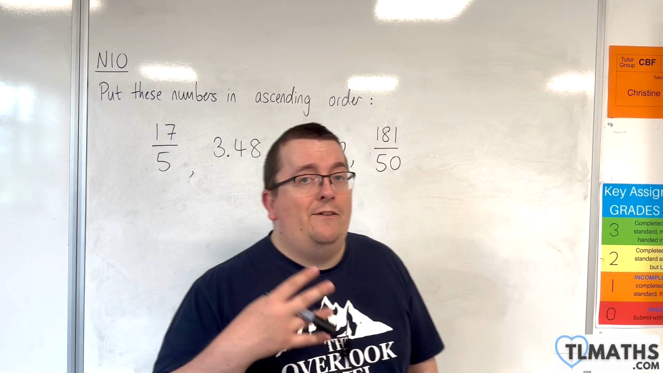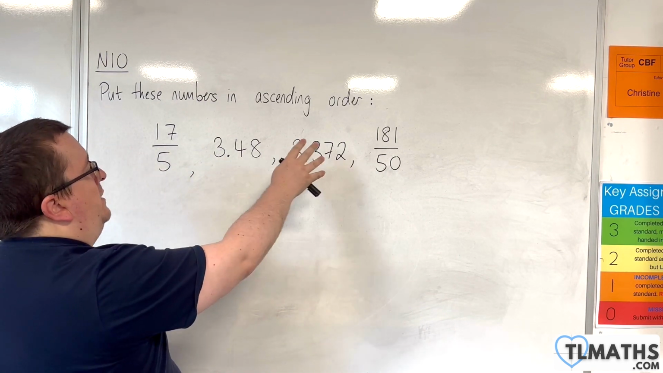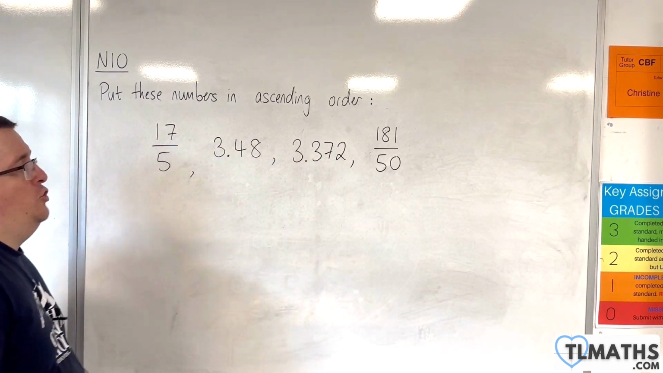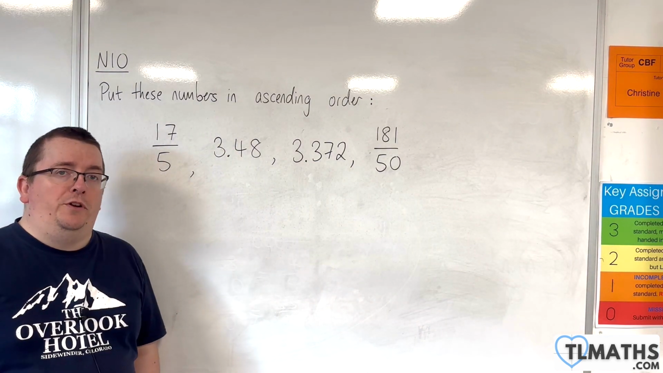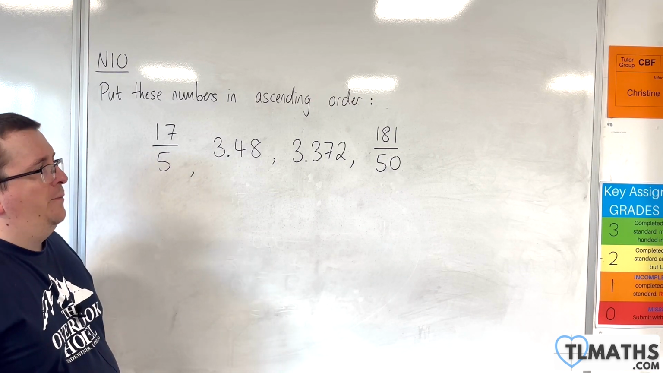So in this video we have four numbers. We have 17 fifths, 3.48, 3.372 and 181 over 50. And our job is to put them into ascending order from smallest to largest. So we have a decision to make.